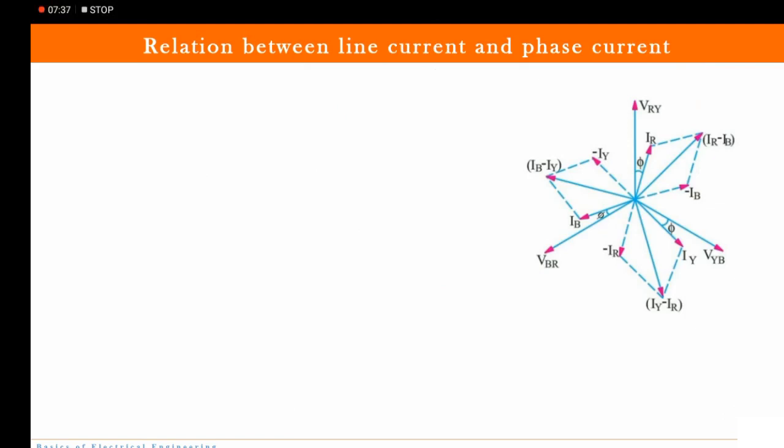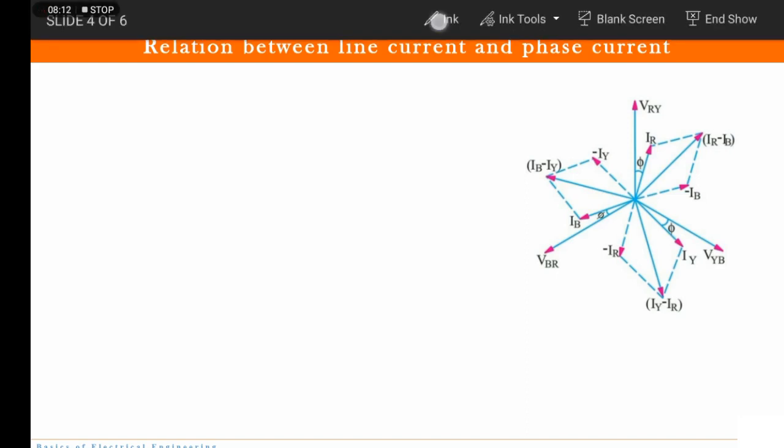This is the relation between the line current and the phase current. Now, how are we going to draw this? I've already told you how to draw this phasor diagram, right? First, we have to take any one voltage as the reference voltage. So what I'm going to do is take VRN as my reference voltage. Say this is VRN.